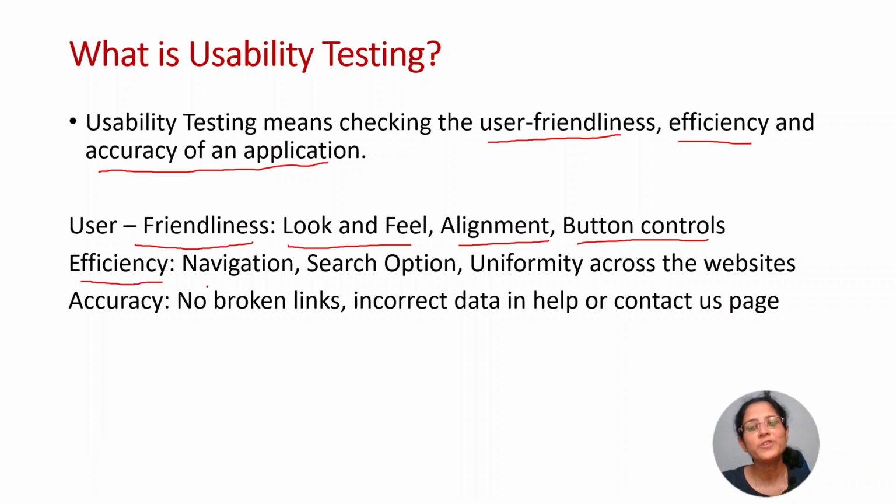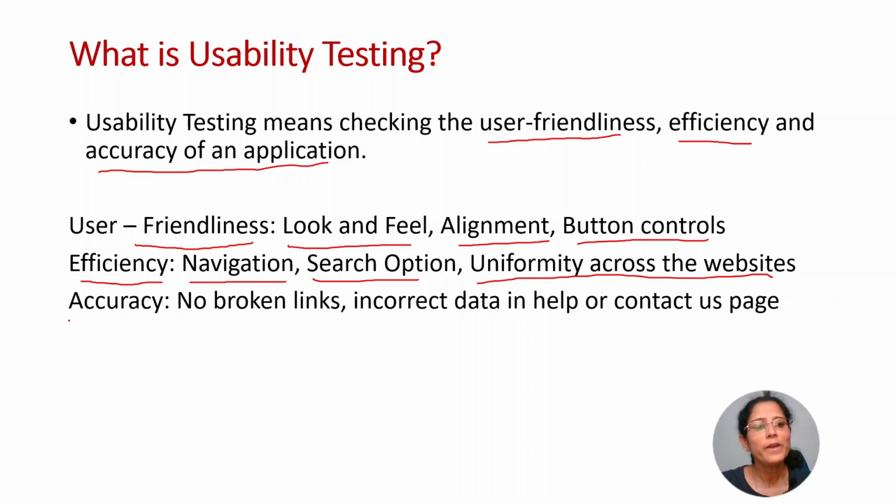Efficiency means we'll be checking that the navigation is proper across the application. In my website or in my application, there will be a search option so that whenever a customer wants to search for any product or any other things, they can easily search for those products. Uniformity should be there across the website. Suppose there is any content, any image, any banner, that should be uniform across the application. That is what is meant by uniformity across the website.